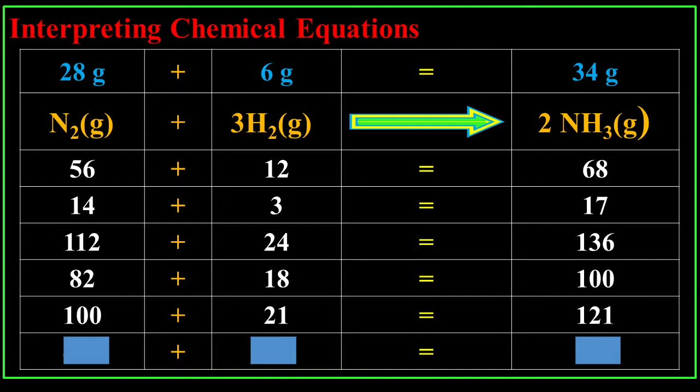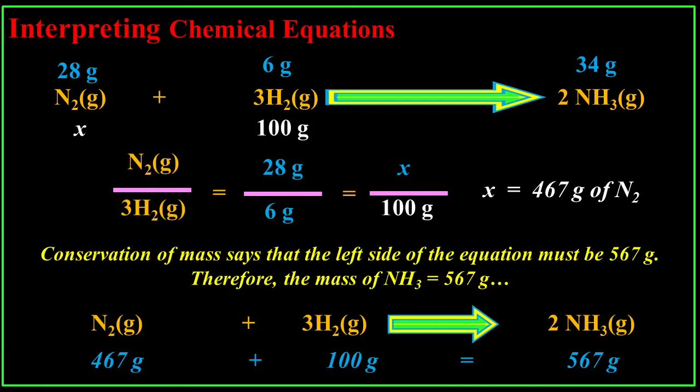Okay, next. Now, what happens if I have something completely different? And let's do a third problem to take care of the third component here. And let's say I have 100 grams of hydrogen now that I'm going to look at. Now, so let me set up a problem. Let me look for nitrogen. So 1 mole of nitrogen over 3 moles of hydrogen equals 28 over 6 equals X over 100. So solve for X.